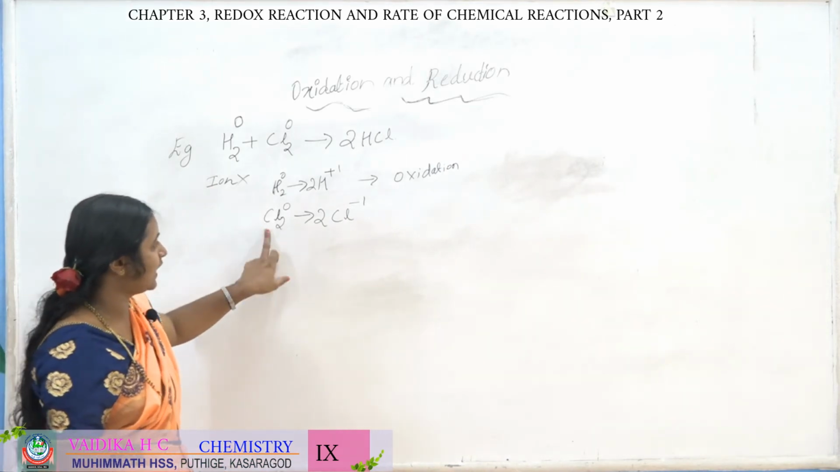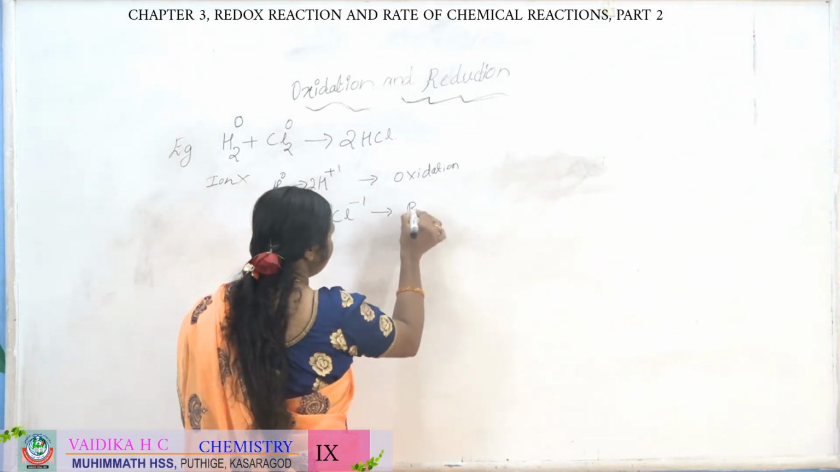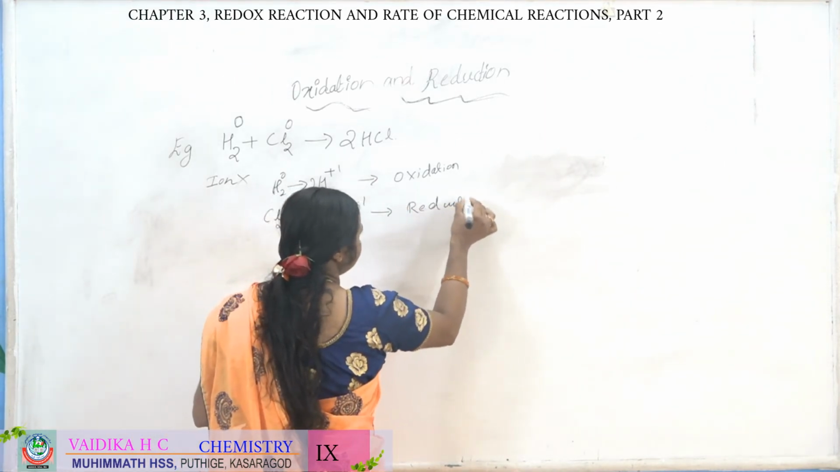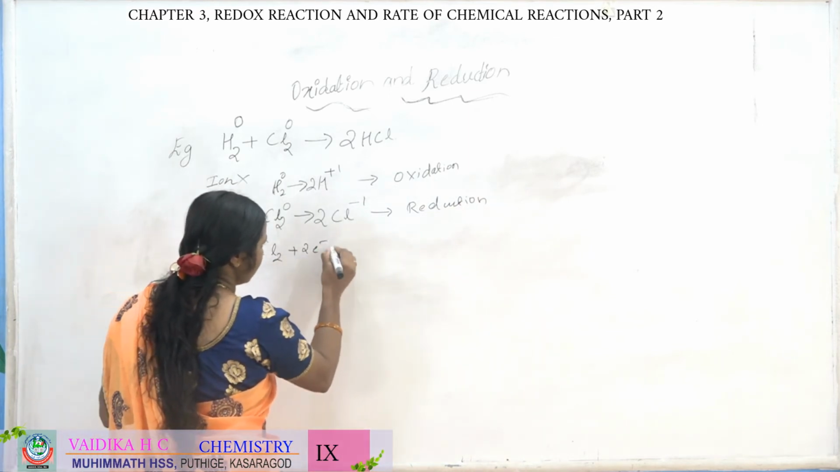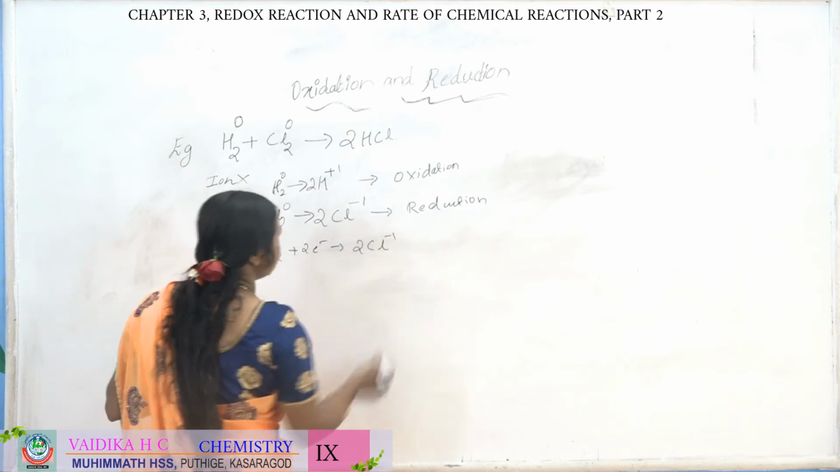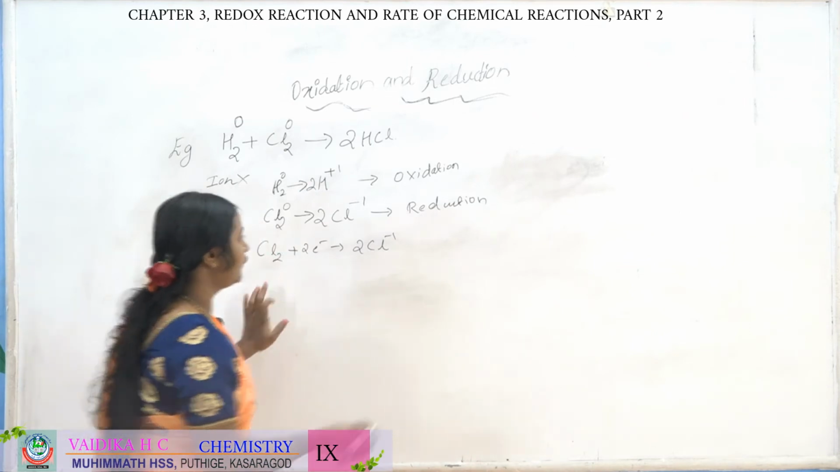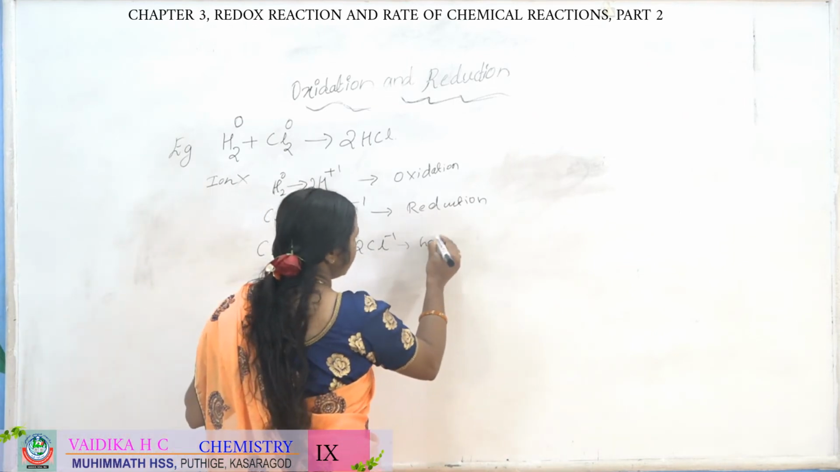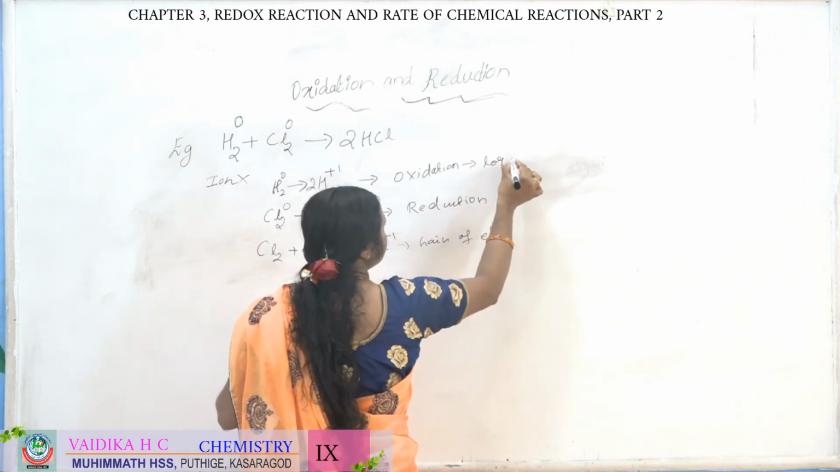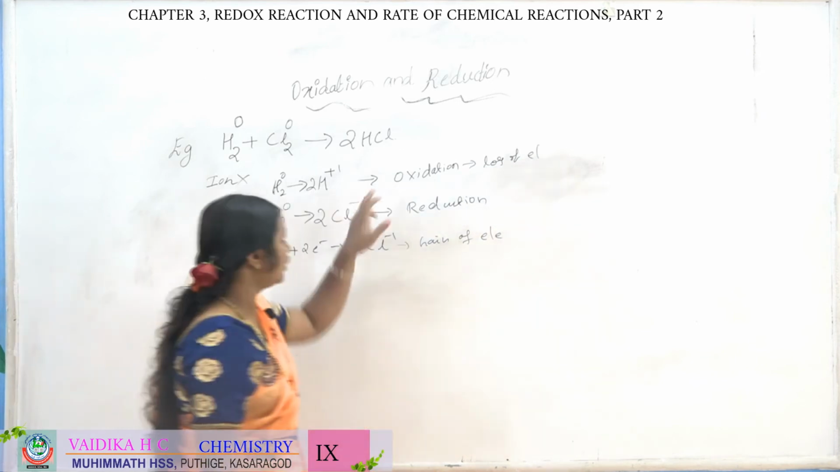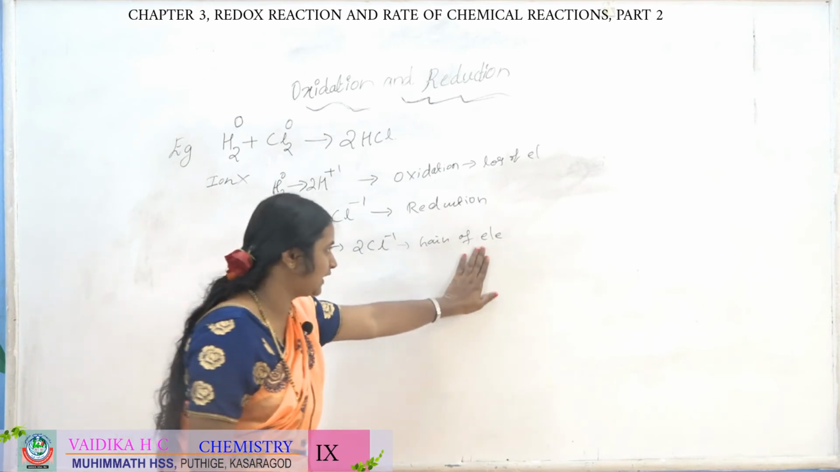Here chlorine gains the electron and forms the ion. This will be reduction. The equation will be Cl2 plus 2 electrons forms 2Cl minus. So this is the reduction, where gain of electron occurs. Here is loss of electron, so this is the oxidation process, and this is the reduction process where gain of electron is there.